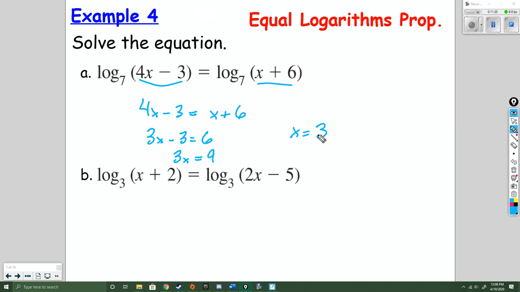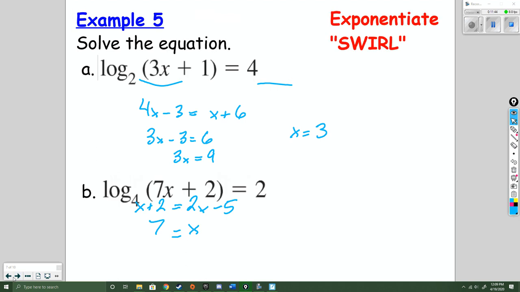Awesome sauce. In part B, let's do the same thing. So they both have the same base, so we can set these arguments equal to one another. And then solve from here. Subtract x from both sides, add 5, we get x equals 7. Awesome sauce.